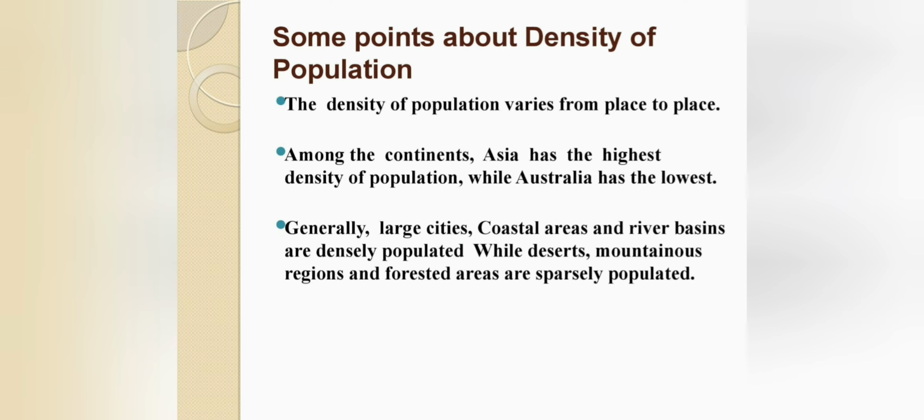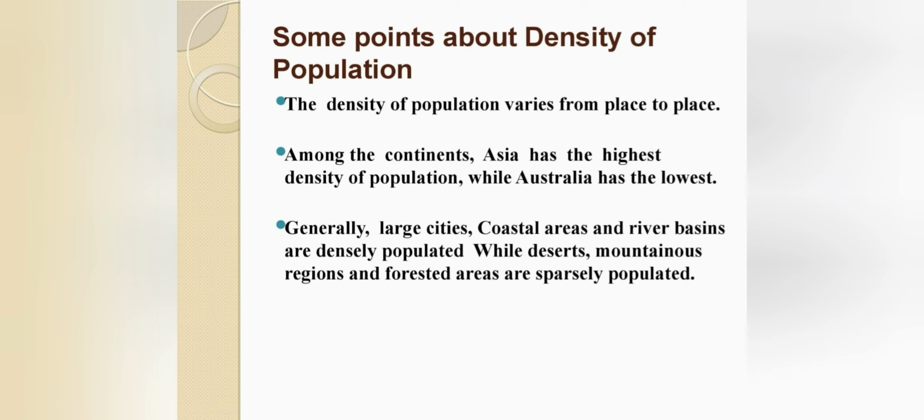Third, generally large cities, coastal areas and river basins are densely populated because these places are favorable for the people in all ways. In coastal areas, the climate is supportive and the land is there for agriculture. In large cities, industries are there, employment opportunities are there, education and healthcare facilities are there. In river basins, because of the fertile soil, agriculture production is very high. So that's why these areas are densely populated everywhere in the world.